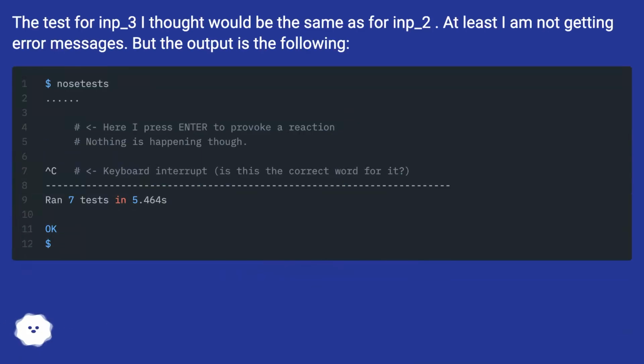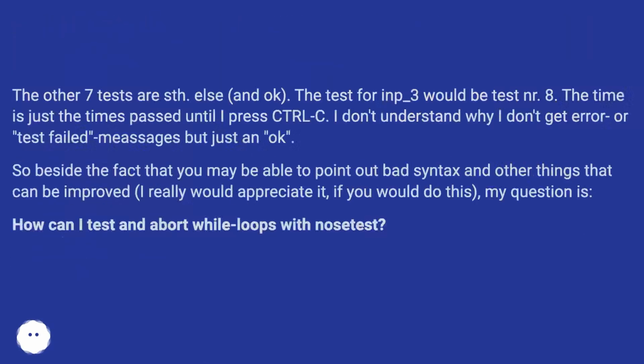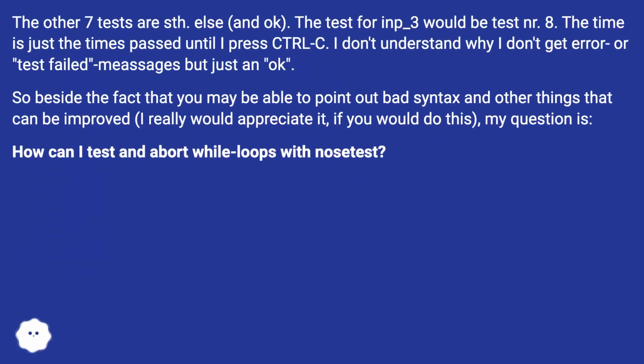The test for INP_3 I thought would be the same as for INP_2. At least I am not getting error messages. But the output is the following. The other 7 tests are something, else, and OK. The test for INP_3 would be test NR8. The time is just the times passed until I press Ctrl+C. I don't understand why I don't get error or test failed messages but just an OK.